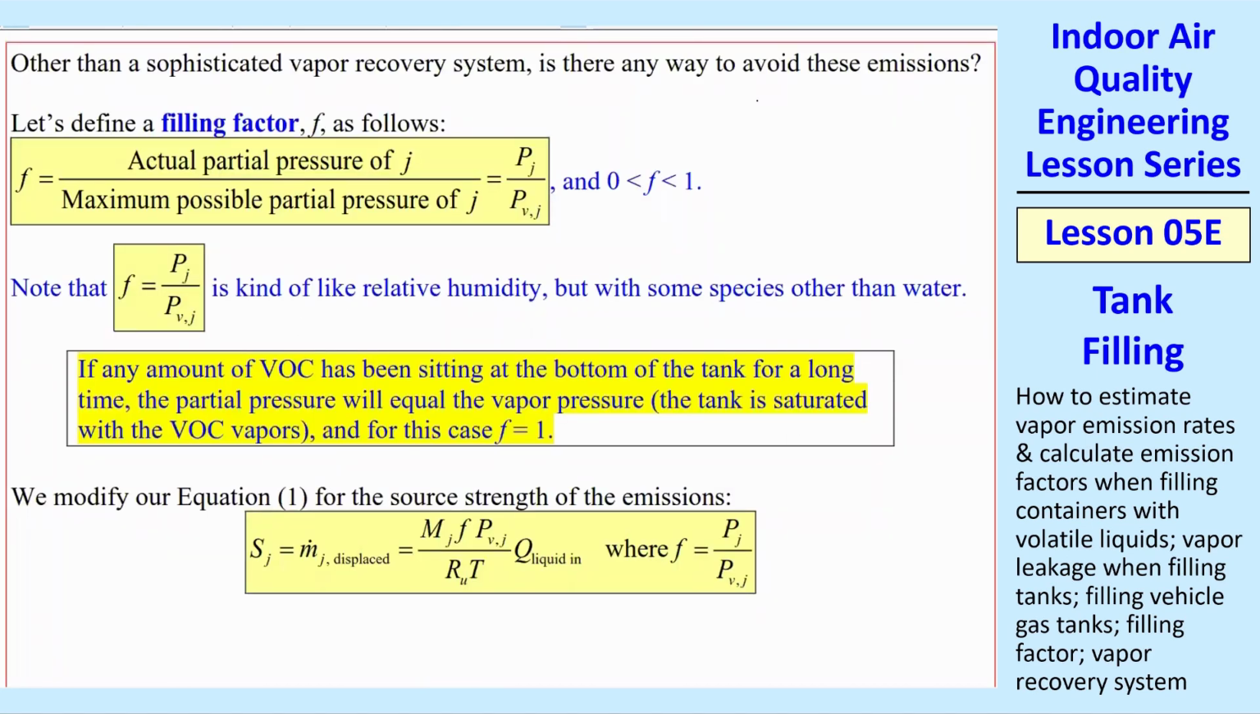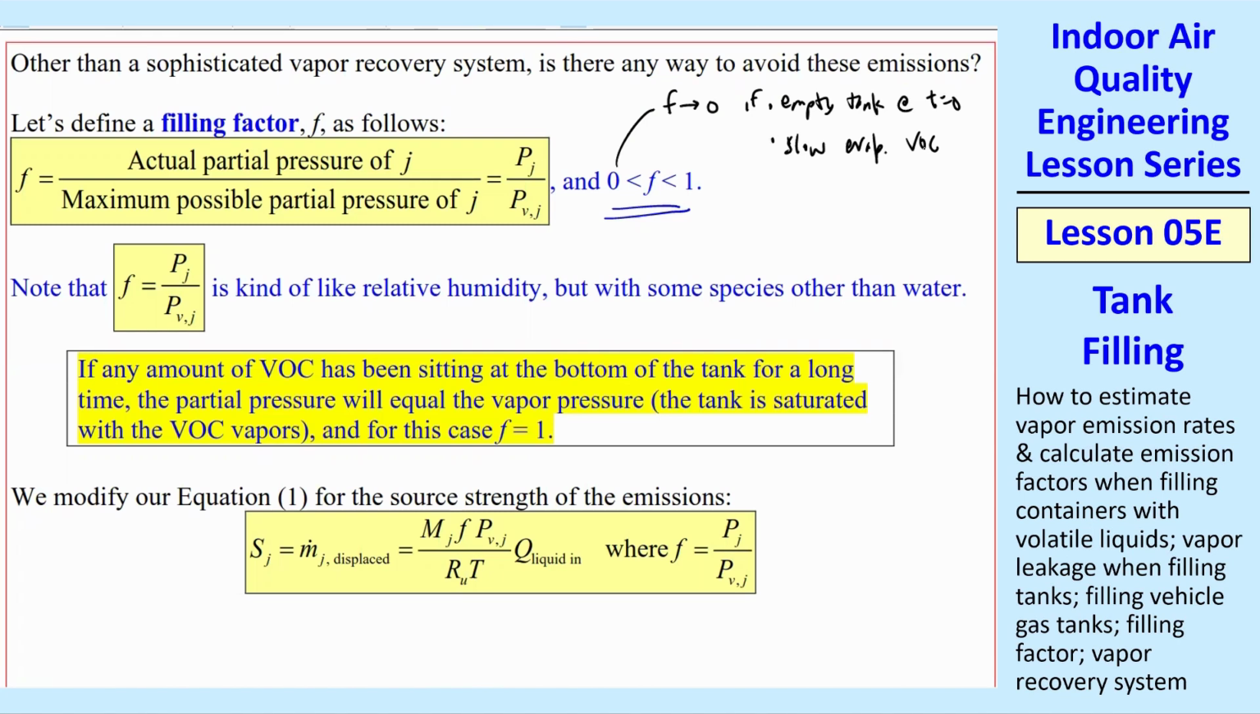So other than some kind of sophisticated vapor recovery system, is there any other way to avoid these emissions? So what we'll do is define a filling factor, defined as the actual partial pressure PJ over the maximum possible partial pressure, which is PVJ, and F has to be between 0 and 1, because the maximum PJ is PVJ and the minimum PJ is 0. So when is it 0? F approaches 0 if you have an empty tank, completely empty, so there's no vapors in there to begin with. So you have an empty tank at T = 0 when you start filling, and you have a very slowly evaporating VOC. Well, that's kind of an oxymoron, because if it's slowly evaporating, it's not a VOC.